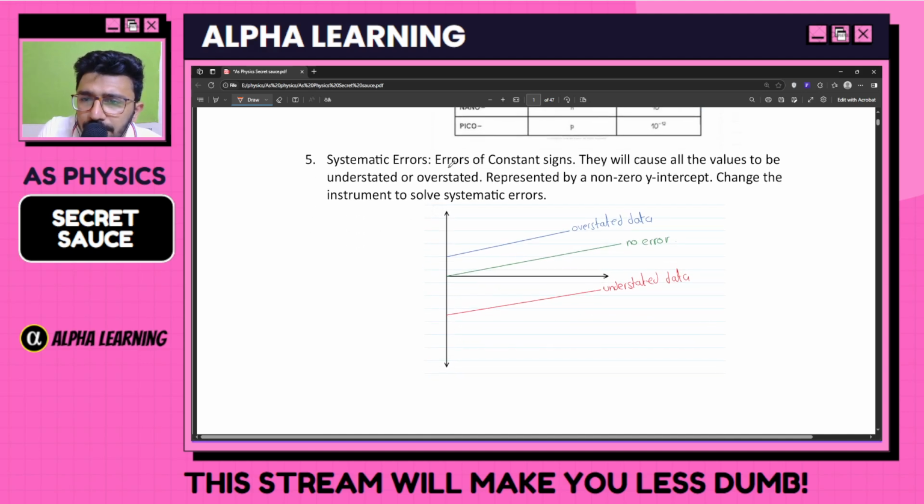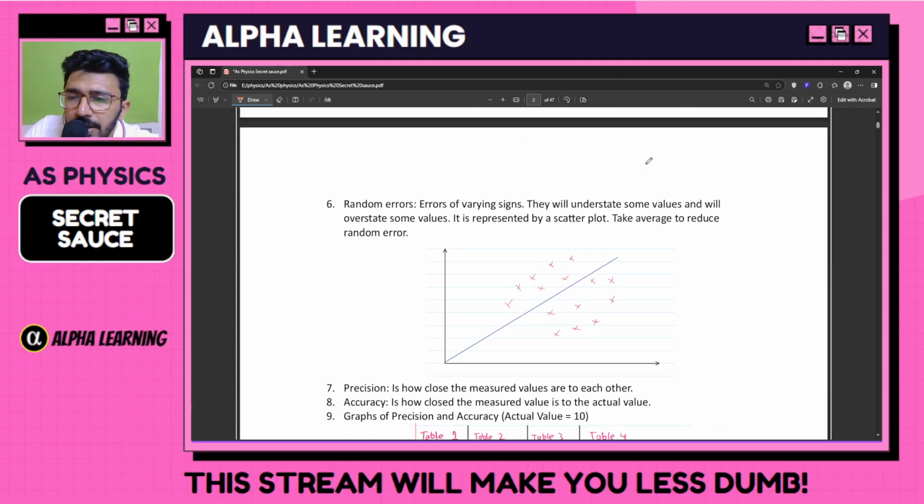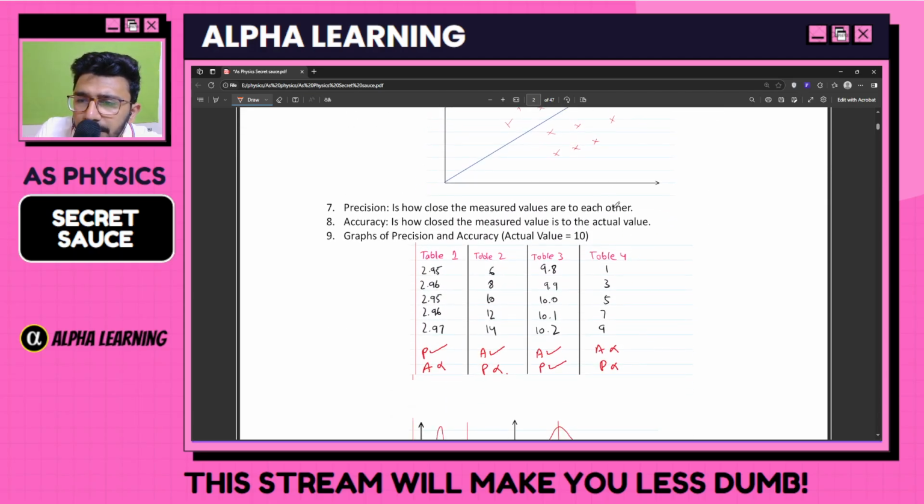Then you must know systematic errors are errors of constant signs. That means they can either understate all the values or overstate all the values. Systematic errors are represented by a non-zero y-intercept. Simple. Now let's come on to random errors. Random errors are of varying signs and random errors result in a scatter plot. You can take average to reduce random error. Simple. Precision is how close the measured values are to each other.